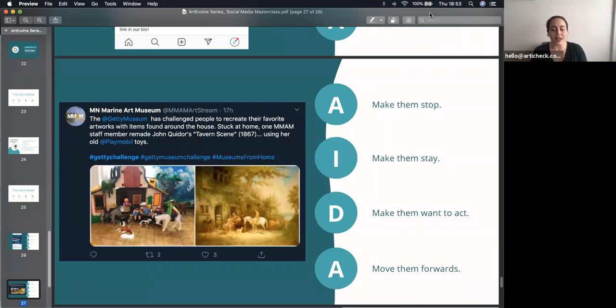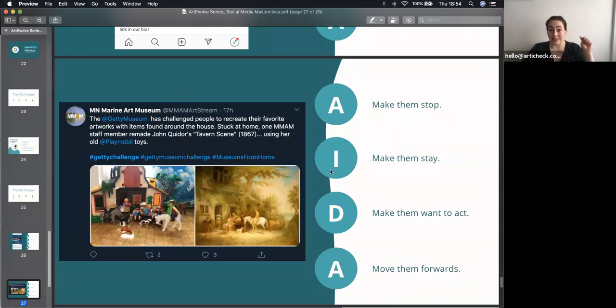And it's something, oh, what's that? You know, what's going on? So before you even read the text, the picture actually gets your attention. What makes them stay is, oh, the Getty Museum has done a challenge, so maybe you want to read more about it. What's this challenge? What is this artwork? Then what does the D, make them act?